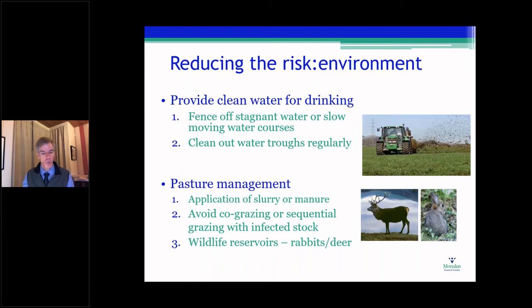There are also wildlife reservoirs for this particular disease. MAP can be carried in rabbits and deer and many other wildlife species. It is particularly bad for deer. They're very sensitive to the infection, but rabbits just carry it, as silent carriers, and they can spread the disease between pastures as well as farms.